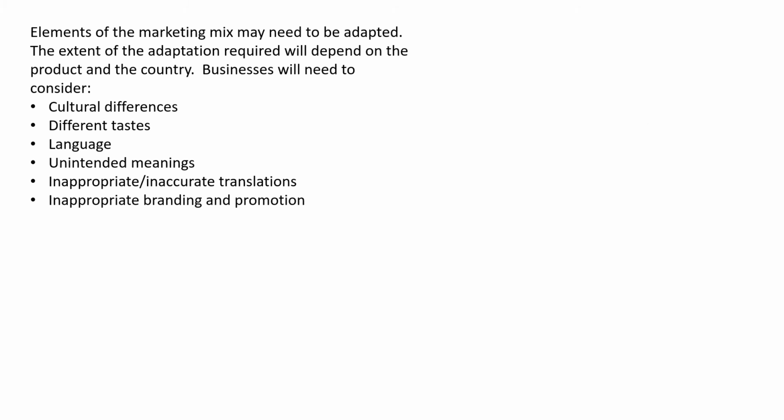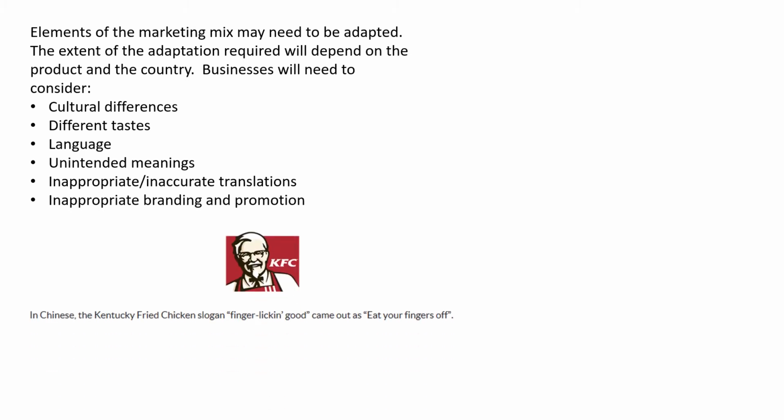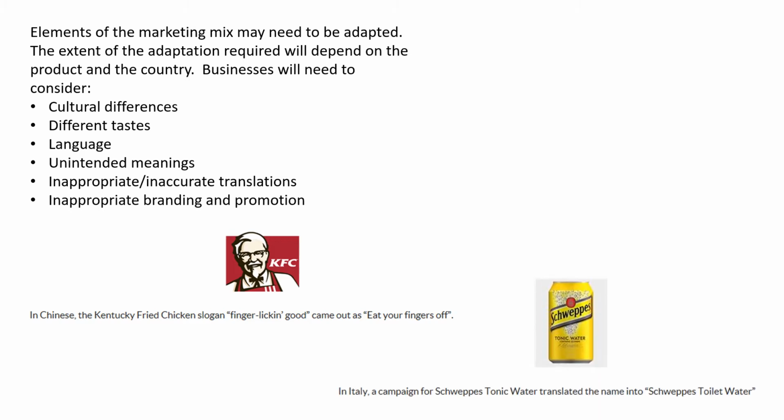So elements of the marketing mix may need to be adapted as we enter a new market, and the extent of the adaptation required will depend upon the product and the country itself. But we might want to consider things like cultural differences, differences in taste, languages, unintended meanings, and so on. So for example, the Kentucky Fried Chicken slogan, "Finger licking good," when it was translated into Chinese, came out as "Eat your fingers off." When the Schweppes tonic water was released into Italy, a campaign translated the name literally into Schweppes toilet water. So you have to be aware of these things.